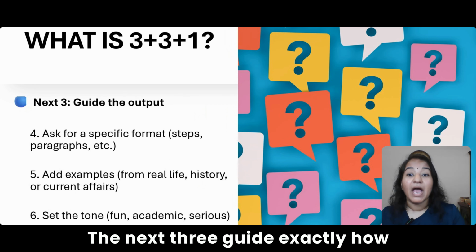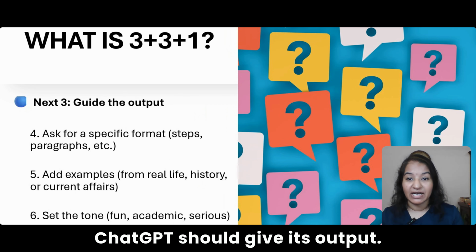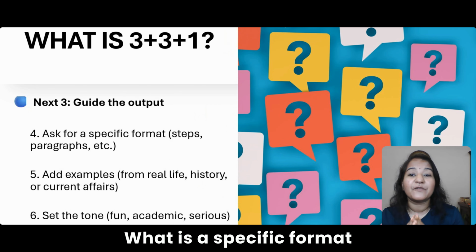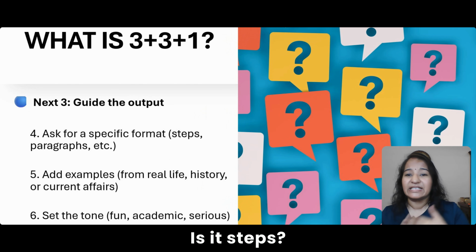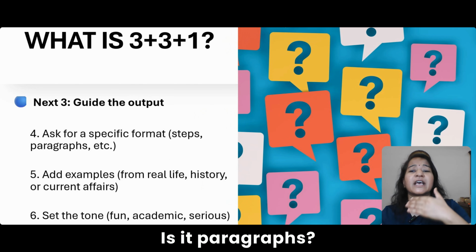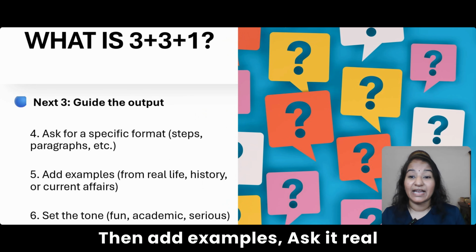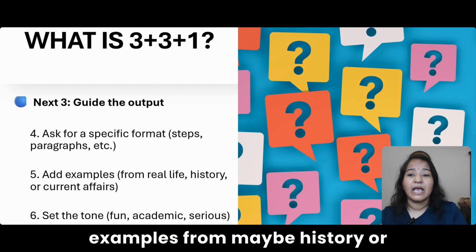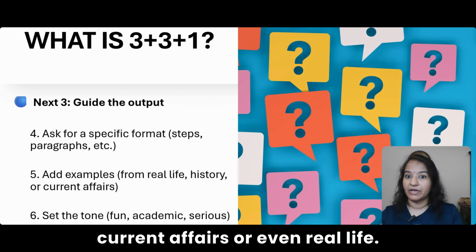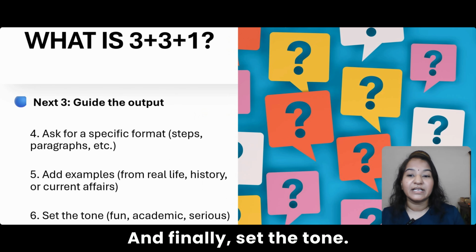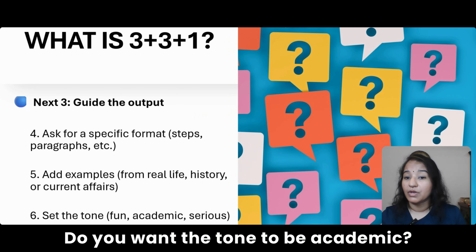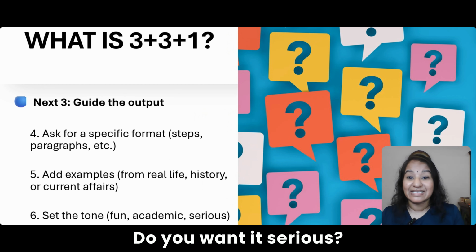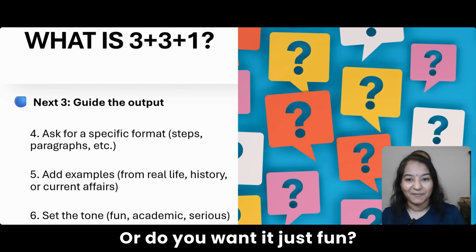The next three guide exactly how ChatGPT should give its output. What is the specific format that you're looking for? Is it steps? Is it paragraphs? Is it bullet points? Then add examples. Ask it for real examples from maybe history or current affairs or even real life. And finally, set the tone. Do you want the tone to be academic? Do you want it serious? Or do you want it just fun?